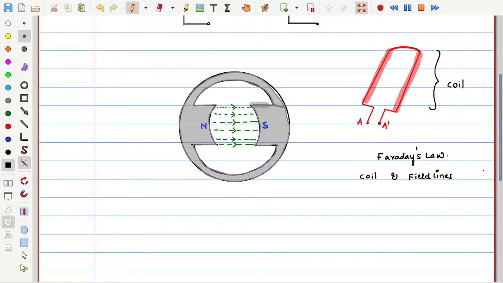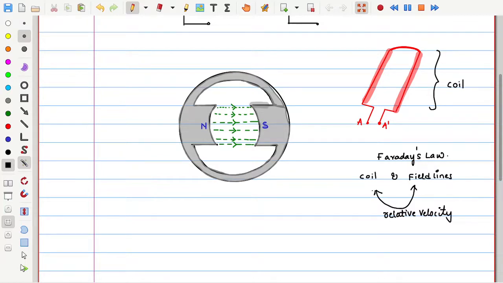Now, the phenomenon about Faraday's law is that we consider the relative velocity between these two items. What does relative velocity mean? It means that the coil can be rotated and the field lines might be stationary, meaning not moving. Then you can see that something is moving. That is relative velocity. Between one and another, definitely there must be velocity. Both should not be stationary. Either one can be moving, the other can be constant.